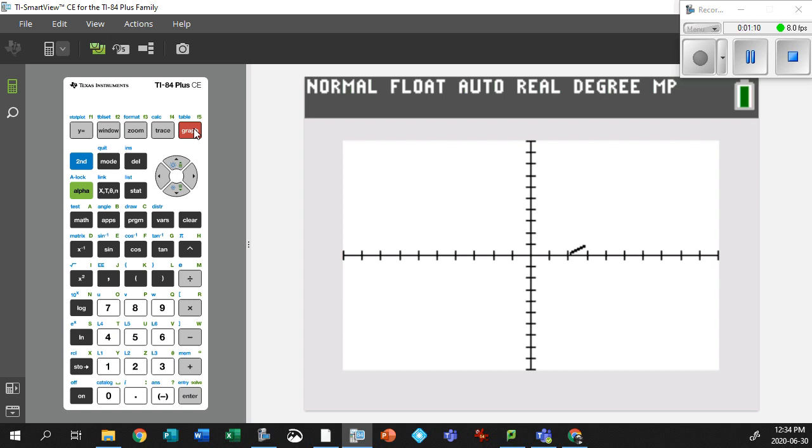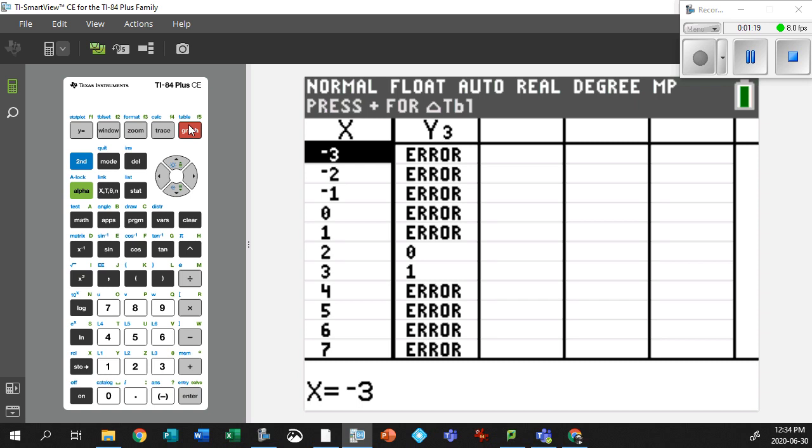Well, it might be a little tough to figure out what the composition is there and what the domain and range is there. But I want to show you something cool. Watch this. If you go second and hit table, you can see it. Look, there's the domain and there's the range right there. The domain is between 2 and 3. The range is between 0 and 1.